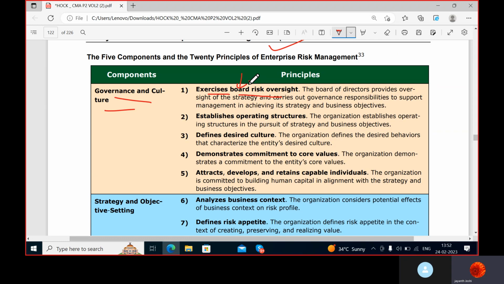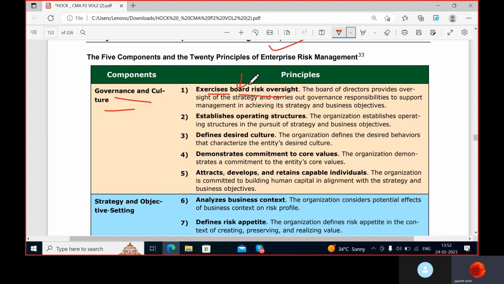Okay, every question will be posed to them. So now, since we have just seen these components, we are seeing the principles. What do you mean by principles? The idea behind this particular component.